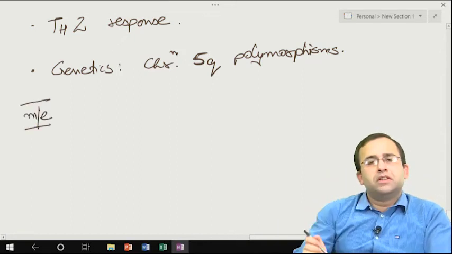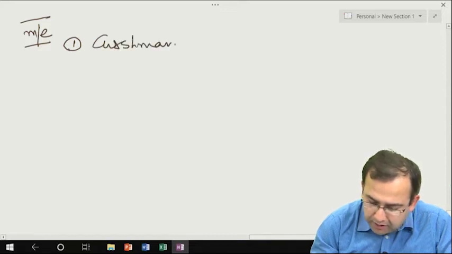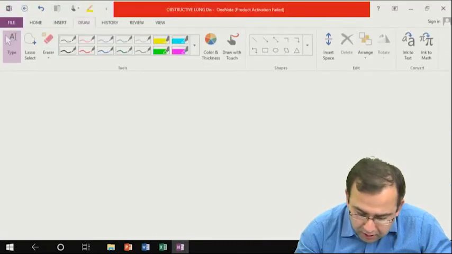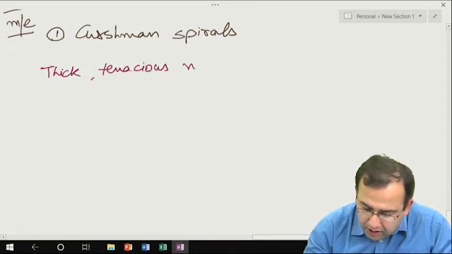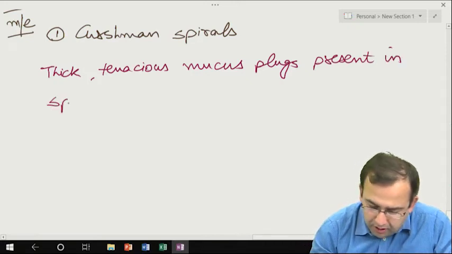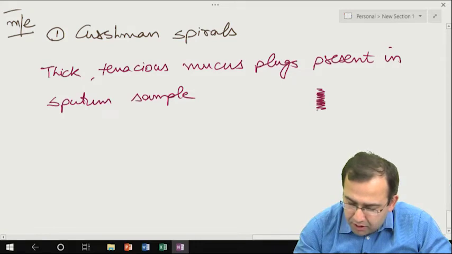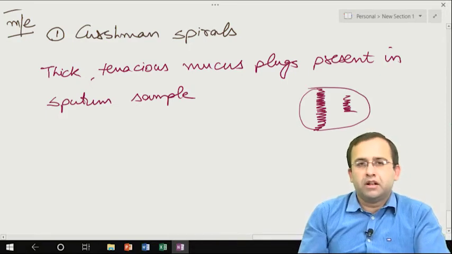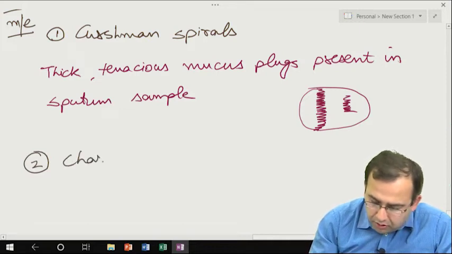Microscopically, asthma shows three features. The first is the presence of Curschmann spirals. These are thick tenacious mucus plugs present in the sputum sample, a thick mucus plug present in a background of mucus. Curschmann spirals.